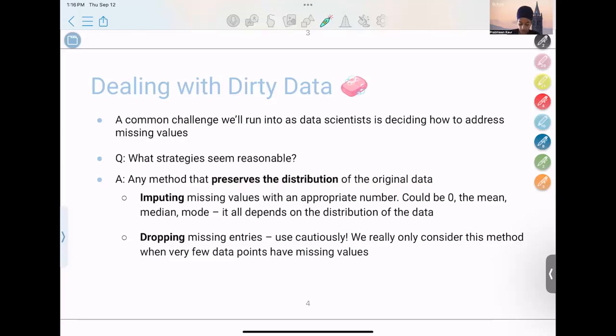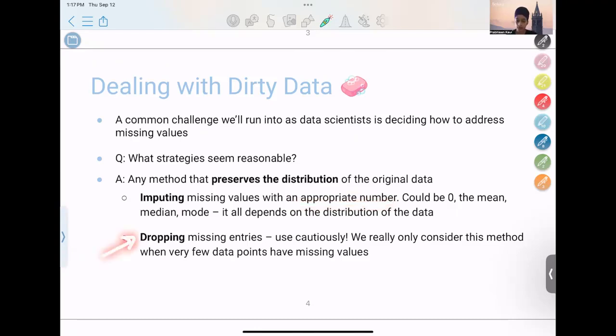So one option that we talk about in this class is imputing missing values with an appropriate number. So we fill in the missing values somehow. Maybe we fill it in with the number 0. Maybe we fill it in with the mean, the median, the mode. It really all depends on the distribution of the data, and you'll get some practice with this in discussion to think about which of these options or potentially other options would be a good idea if you were imputing missing values. So you look at your distribution and think about, if I filled in all the empty values with some number, would it change my distribution? Would it keep it the same? And then you assess that way if it's a good strategy.